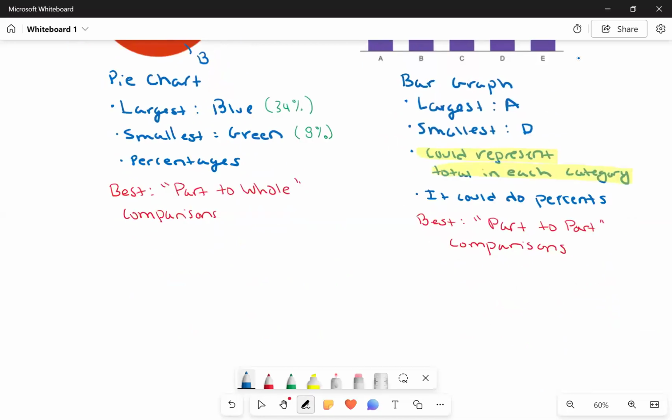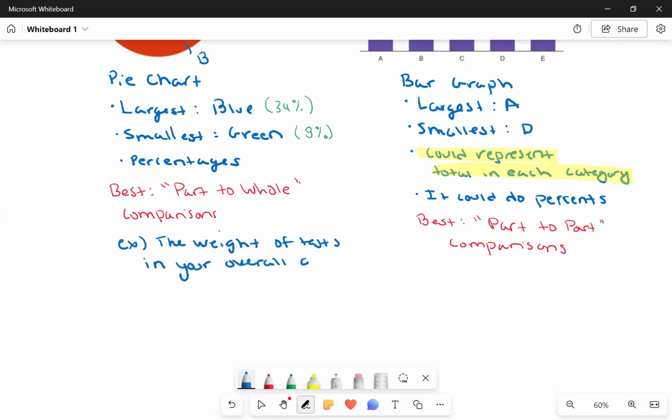All right. Let me give an example of when it might be more appropriate to use a pie chart versus a bar graph. What if you were interested in the weight of tests in your overall grade?